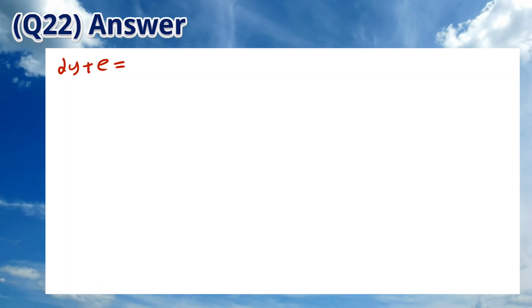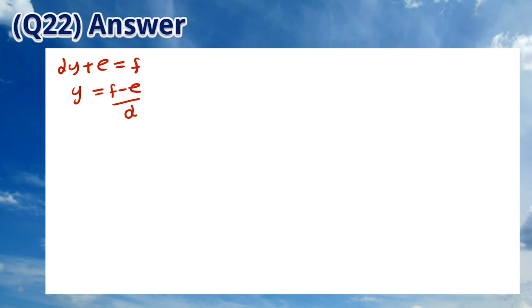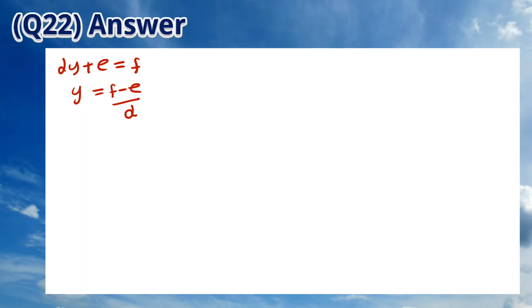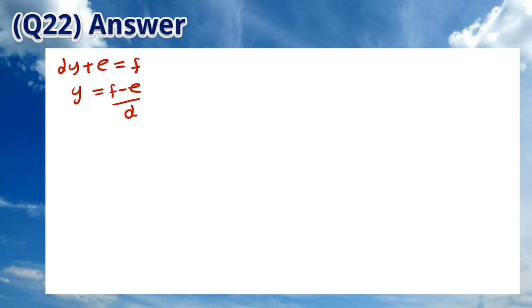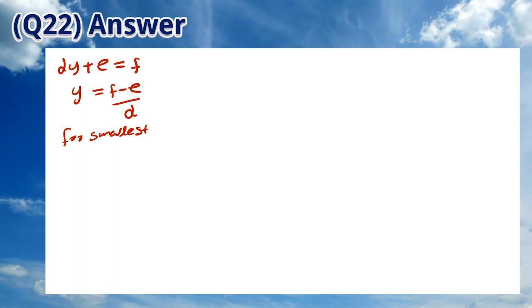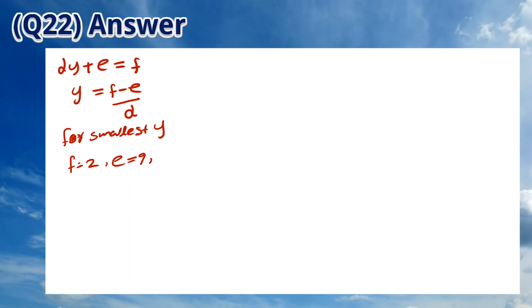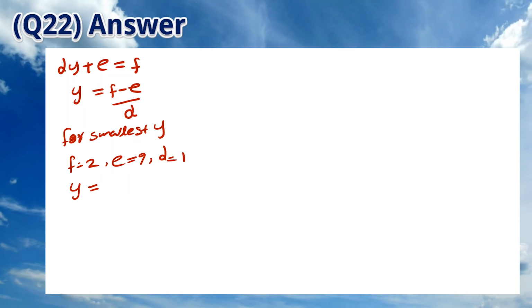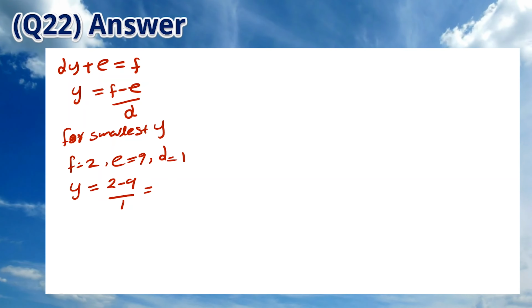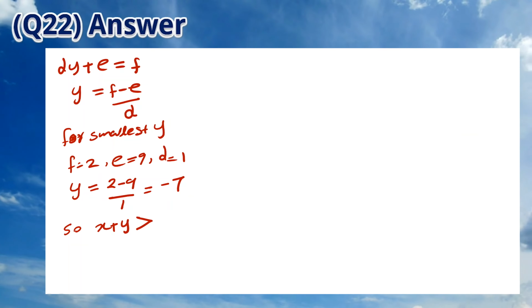We get the equation dy plus E is equal to F. To minimize x plus y, y should be negative, so F should be less than E. For the smallest value of y, F must be equal to 2, E has to be equal to 9, and D has to be equal to 1, meaning that y is equal to 2 minus 9 divided by 1, which is negative 7. So x plus y has to be greater than negative 7.